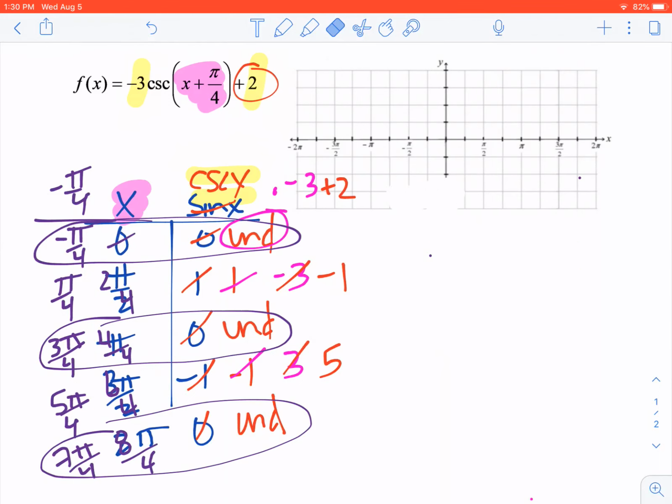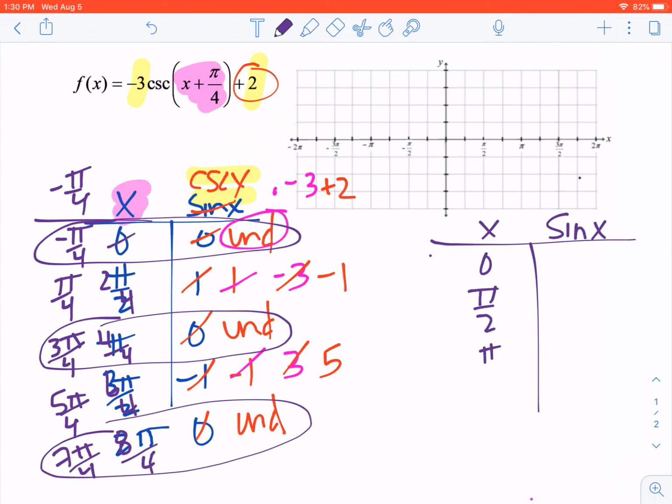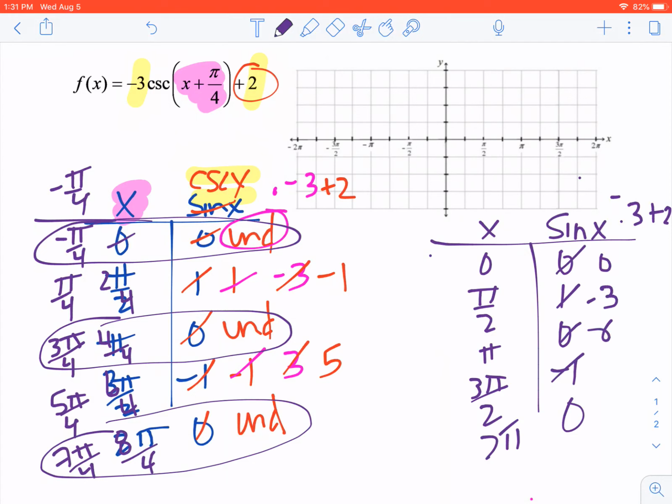Another way that some students go about it, perfectly legit, is that even if they don't write it this way, they do think of their t-chart. They do think of x and sine x. So you still have 0, pi over 2, pi, 3 pi over 2, 2 pi, and 0, 1, 0, -1, 0. They still do all of the work. They multiply everything by a -3, and then add 2, that's a 0.